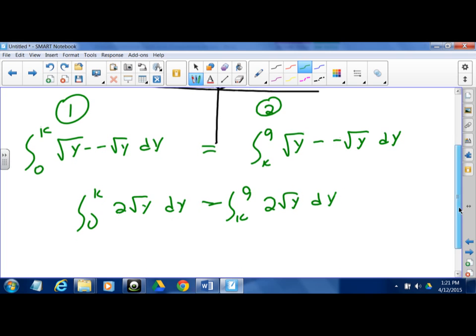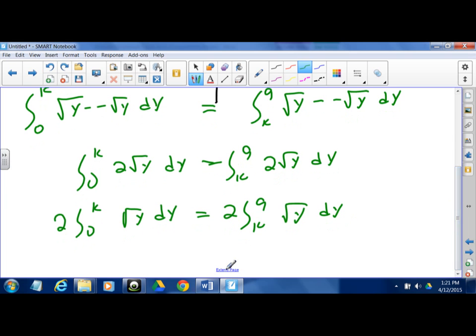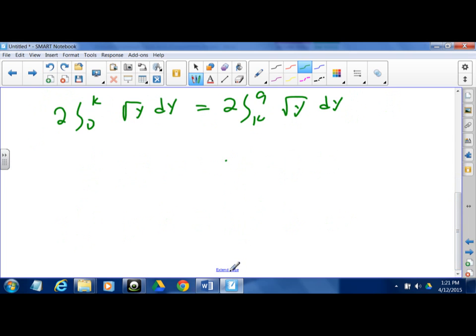And what I would do is pull the 2 out of the integral right now, so you don't even have to worry about it, okay? So it would just be 2 times the integral of root y dy, and this is 2 times the integral from k to 9 of root y dy. Okay? And the 2's out in front, that's totally fine. So here's what's going to happen. First of all, I'm going to cancel the 2's, because essentially I just divide by 2 on each side and the 2's are gone, okay?